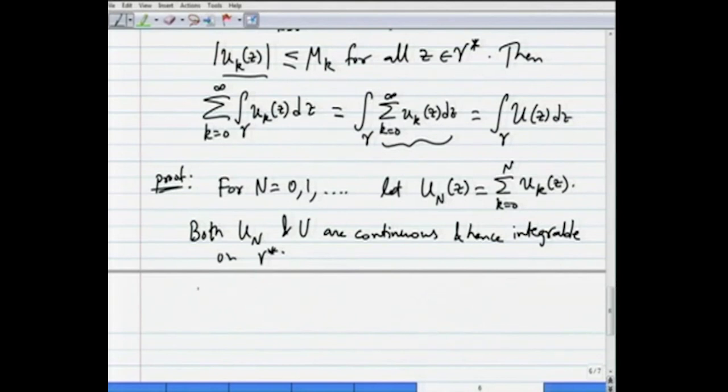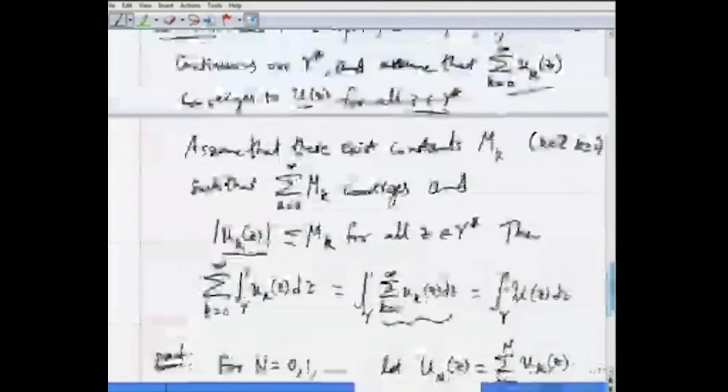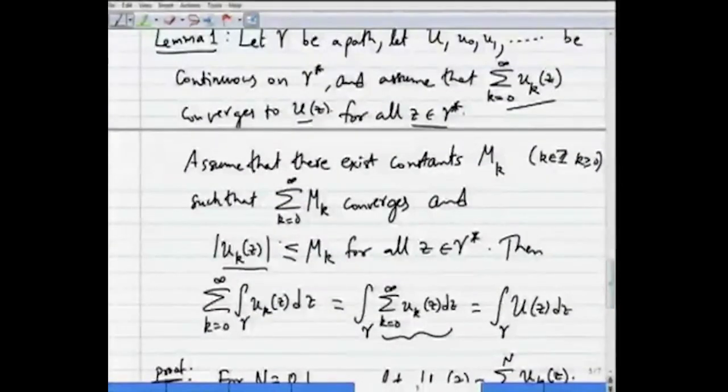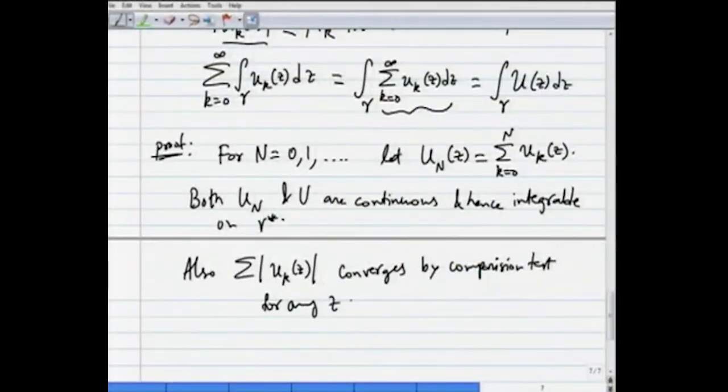So, now also we know that sigma modulus of u k of z converges by comparison test, that is clear, because sigma m k converges. So, the hypothesis of the lemma says sigma m k converges and term by term modulus of u k of z is less than or equal to m k. So, definitely sigma u k converges, okay, for any z belonging to gamma star, by comparison test.